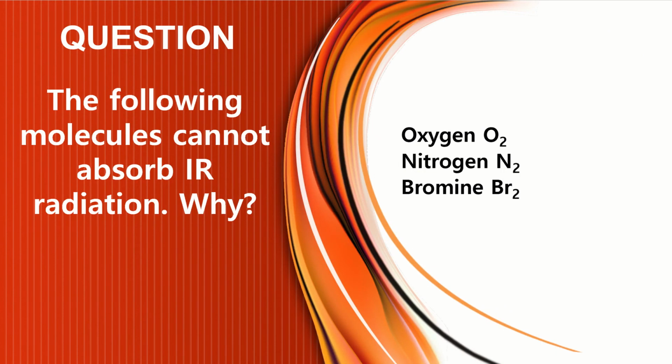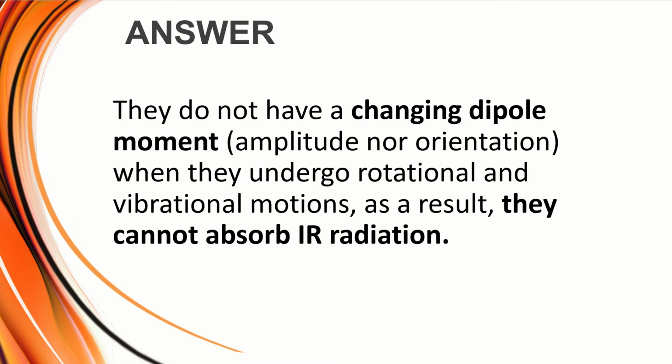So having said that, now we have a question here. The following molecules cannot absorb IR radiation. Why? So we have oxygen, nitrogen, and bromine. Take a second, think about it, and let's see if you know already. They do not have a change in dipole moment, amplitude, nor orientation when they undergo rotational and vibrational motions. As a result, they cannot absorb IR radiation. So they don't have a change in dipole moment.